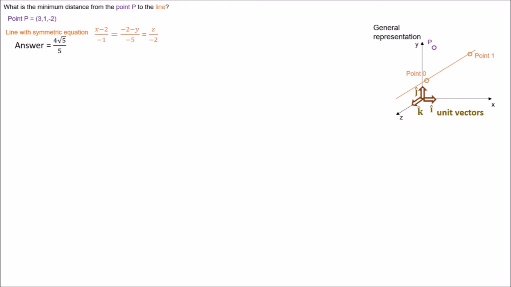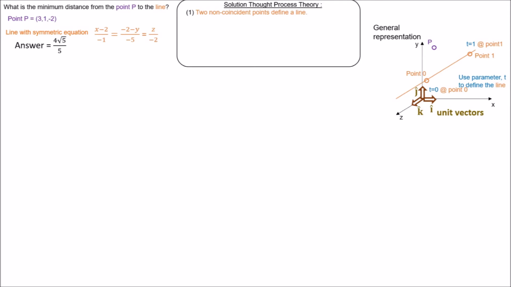What I've shown on the right is a general representation of a Cartesian coordinate system with unit vectors i hat, j hat, and k hat. An orange line is drawn going through point 0 and point 1, and there's a point P shown. We're going to use parametric equations to solve this problem, and we'll define a parameter t, such that it runs along the line, and at t equals 0, it's coincident with point 0, and when t equals 1, we're coincident with point 1.